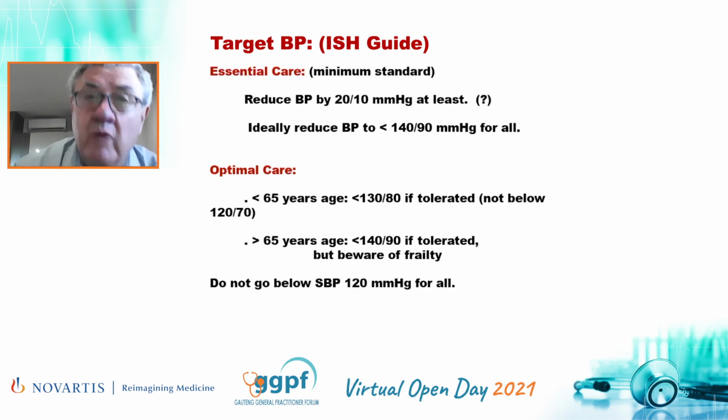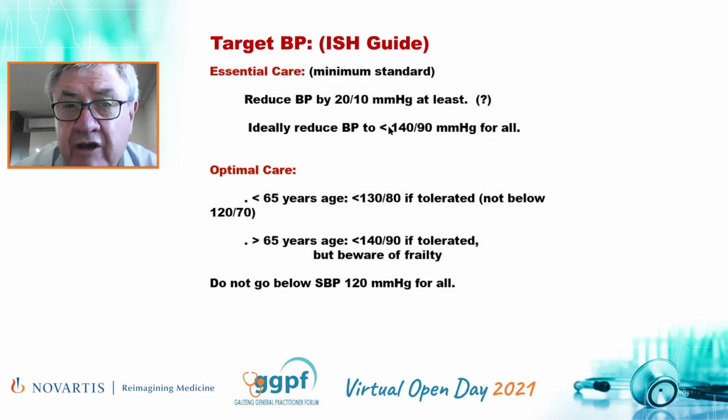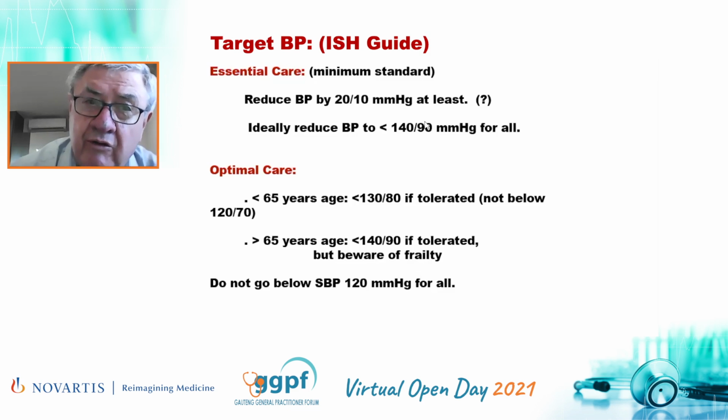Then, what about the target blood pressure? And here I want to show you mainly the International Society of Hypertension guidelines. They were published in 2020, and they divided blood pressure or hypertension care into two things: essential and optimal. Essential meaning this is the minimum standard. And there are two things. Ideally, everyone should have a blood pressure below 140/90 on treatment. So that is the goal, the control. Or if you can't achieve that, at least reduce blood pressure by 20/10.